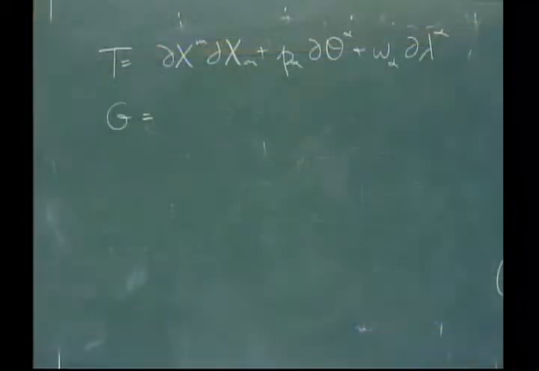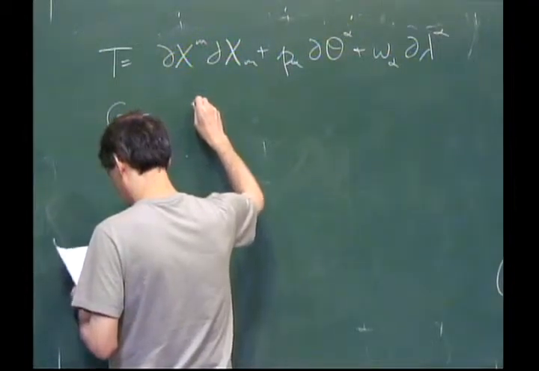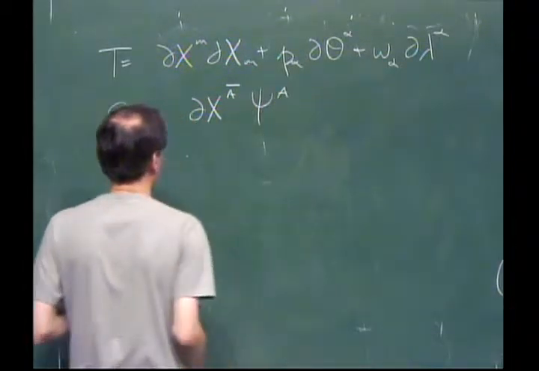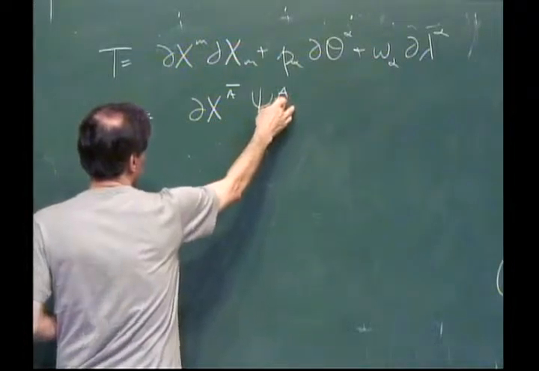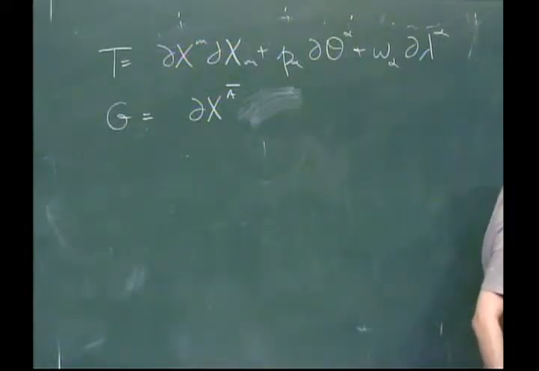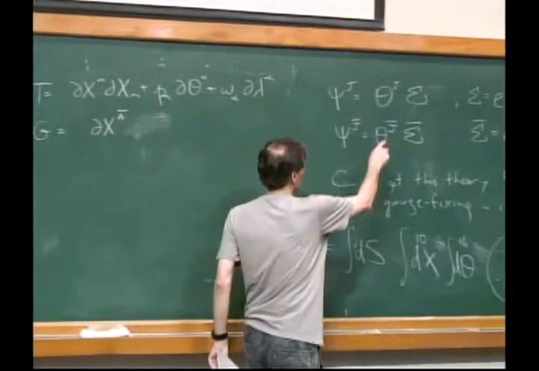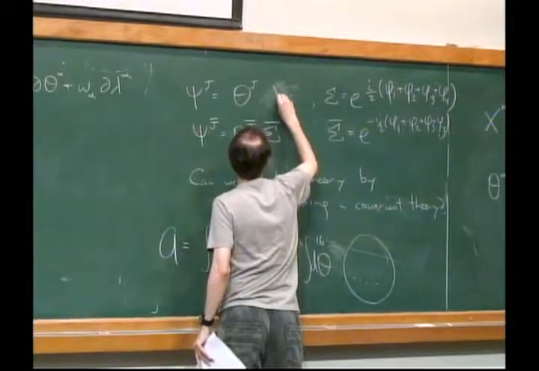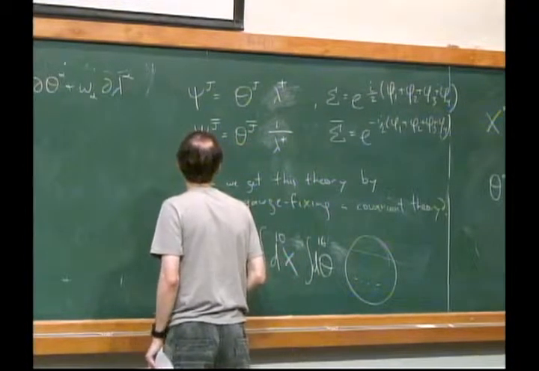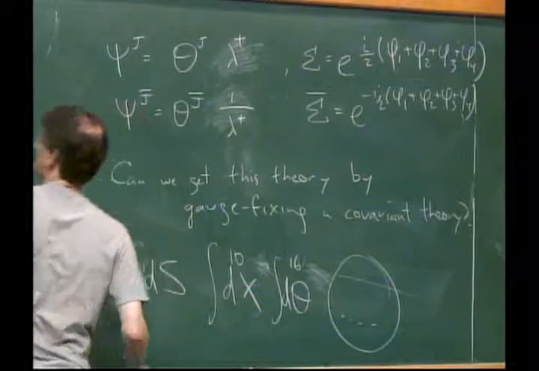So what does that mean? So G is going to be of this form. So it's going to take... remember before I had dxa bar psi, or dxj bar psi j. In this case, psi j was related to theta j sigma. In this case, this sigma is going to be replaced by lambda plus. And it turns out that sigma bar is going to be replaced by 1 over lambda plus. So what it takes xa into is not psi a, but into this object here.